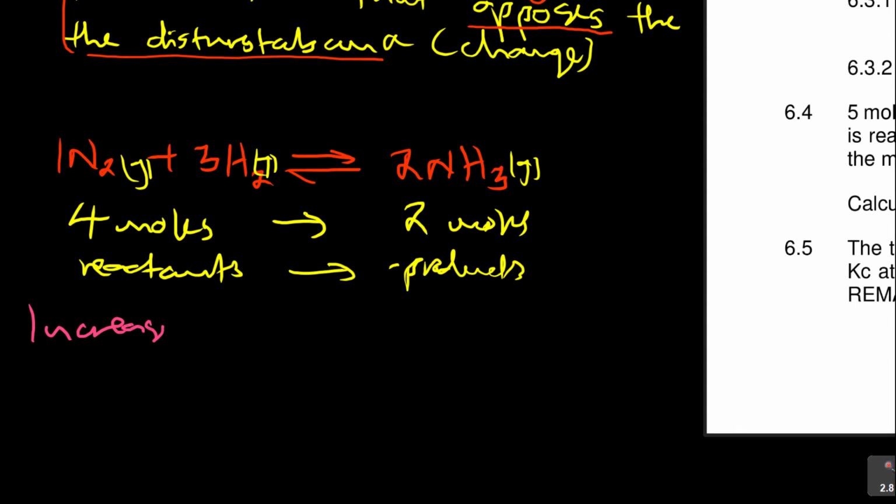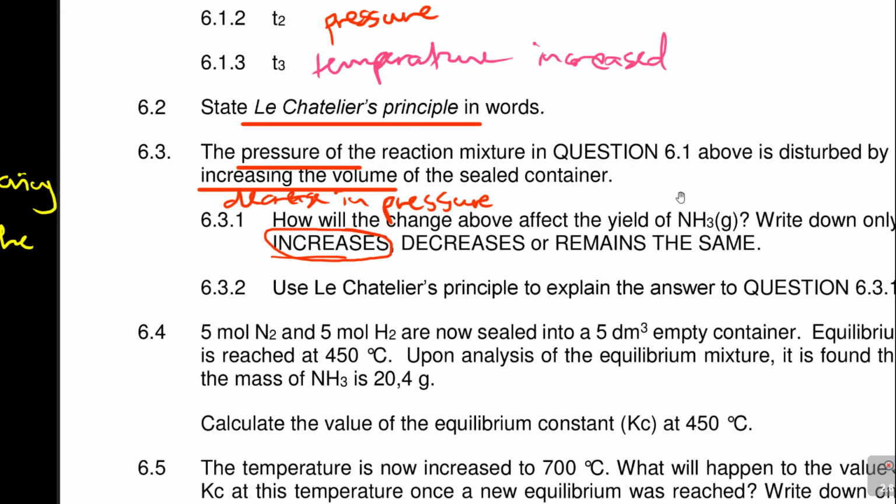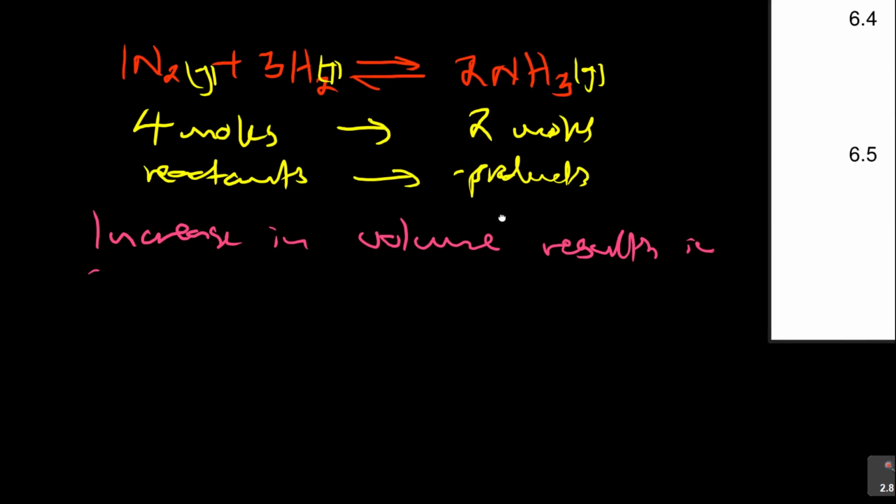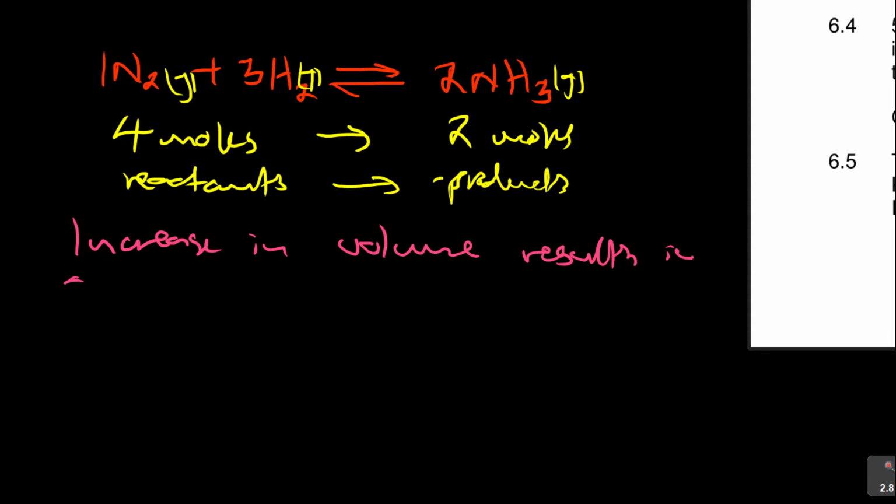Increase in volume results in... what did they say here? Let me just check, I'm making errors. The pressure in the reaction mixture is disturbed by increasing the volume. Okay, I see now. So increase in volume results in what? Decrease. It's the opposite. Decrease in pressure.